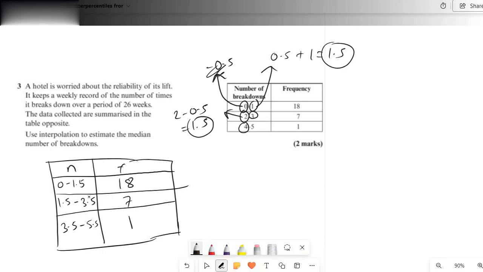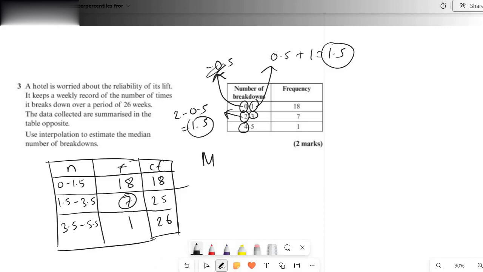Now what we have to do is write down the cumulative frequency just like how we did for the median, and we have to find out where the median lies. So cumulative frequency for the first one will be 18, then it will be 18 plus 7, adding this one, so this is going to be 25. Then we have 25 plus 1, which gives us 26. And so the cumulative frequencies are going to be 18, 25, and 26.